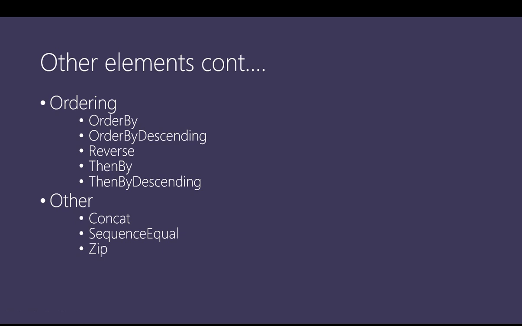There are other features that lambda expressions can support, that is concatenation. If you wanted to concatenate 2 arrays, 2 lists, you can use this function. And if you wanted to check whether 2 arrays are equal or not, then you can use sequence equal, and zip is similar. You can use the where clause, of course, a very important thing. You can apply filters with the help of where clause within your data.